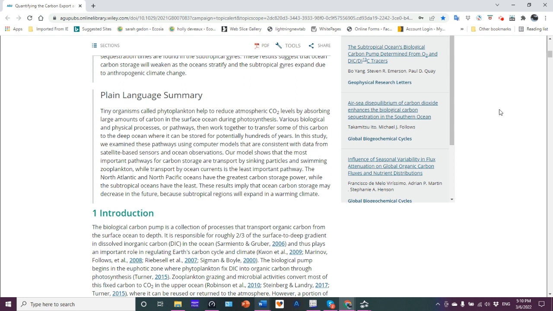These results imply that ocean carbon storage may decrease in the future because subtropical regions, the gyres referenced in the non-plain language abstract, will expand in a warming climate. Okay, so why do they say the North Atlantic and North Pacific Oceans have the greatest carbon storage power? Simple. You have stratification, then the stratification breaks down, so then you have vertical mixing and sinking.